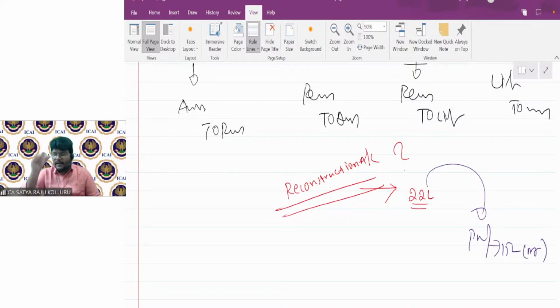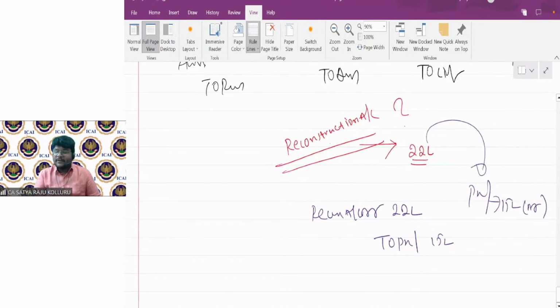Now you need to set off the reconstruction account with P&L, that is, reconstruction account debit 22 lakhs to P&L. P&L is having a debit balance, right? Now, if you set off with the reconstruction account, it is credited with 15 lakhs. Now, the excess of reconstruction over the P&L account debit balance, which is a capital profit, you can transfer to capital reserve, which is 7 lakhs. Do you understand this point, all of you? No, you may ask another question.